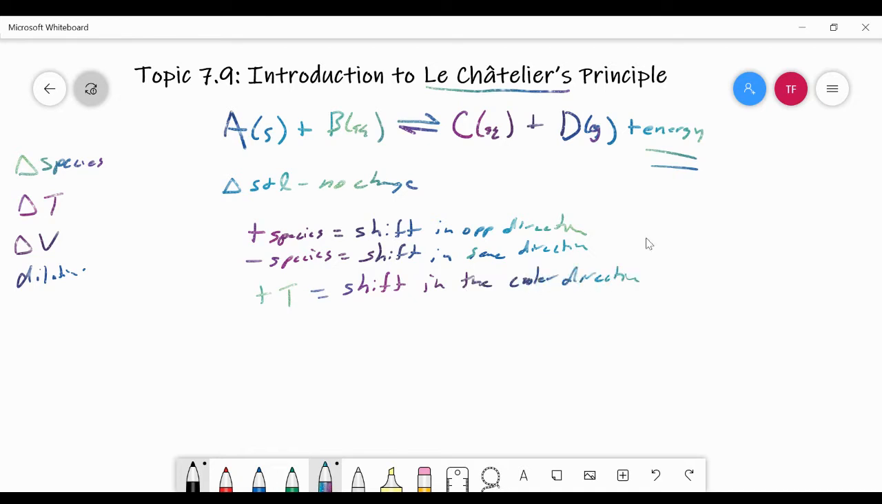So if you look at this reaction, this is the side that has all the energy. If we add energy, add some temperature, heat it up, you're adding energy. It's going to try to get rid of that energy that you just added. So it's going to shift the reaction to the side that doesn't have the energy. It's going to try to get rid of the extra energy. So in this reaction, it would shift left.